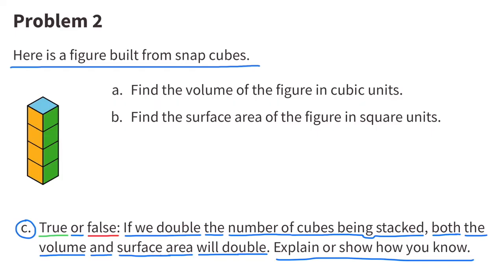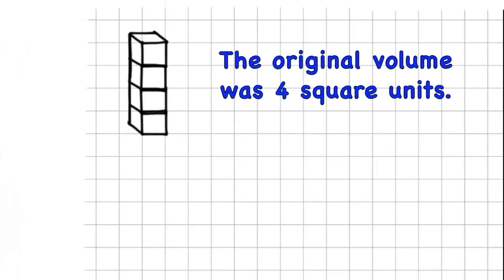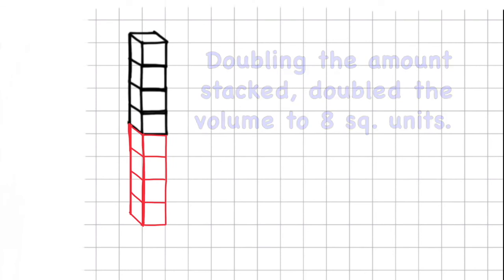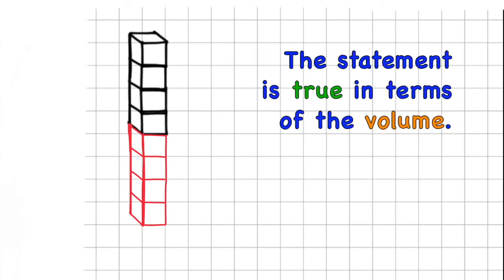C. True or false? If we double the number of cubes being stacked, both the volume and the surface area will double. Explain or show how you know. The original volume was 4 square units. Doubling the amount stacked doubled the volume to 8 square units. The statement is true in terms of the volume.